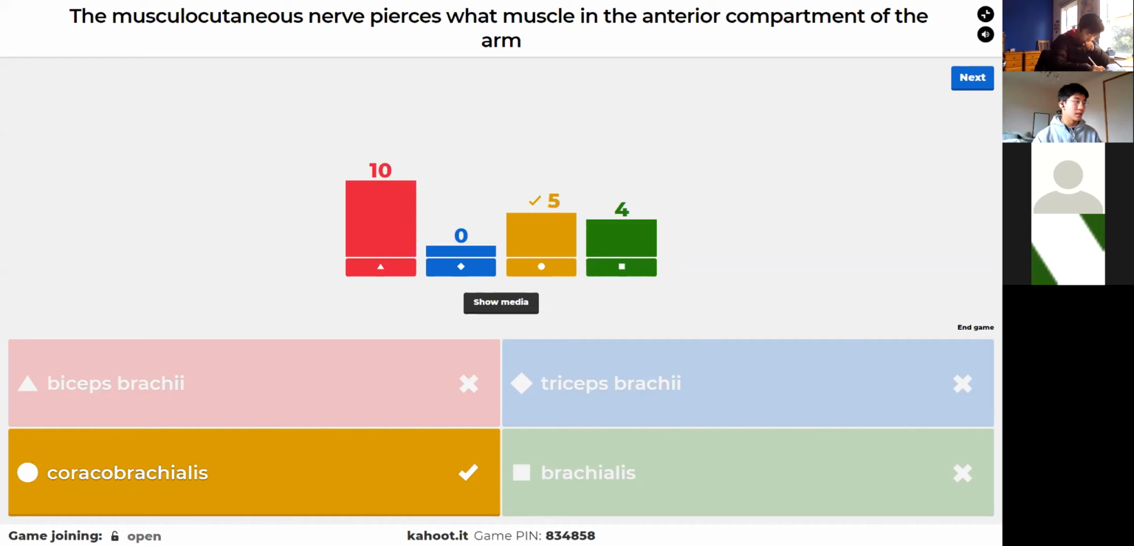And it's a really slim muscle, but it's important because the musculocutaneous nerve pierces through it. Not sure why it's important to know, but it was an exam question, so I chucked it in there. So it's the coracobrachialis muscle.